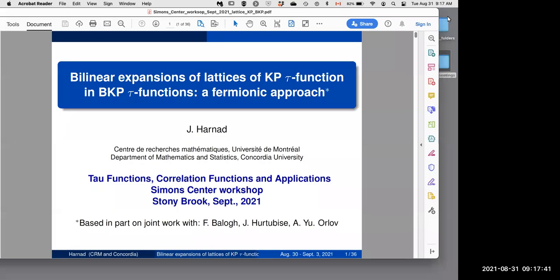various collaborators over the last 2 years. The people who were involved were Ferenc Balog, Jacques Urtubise, and Sasha Orlov. And it concerned, well, at first it concerned relating KP tau functions to BKP tau functions. But as a spin-off, it was actually a little bit of a spin-off of the book, which I hope you all have seen, on tau functions and their applications.